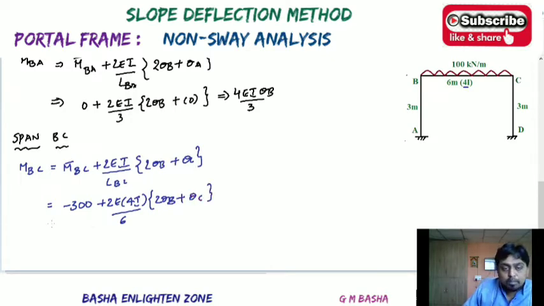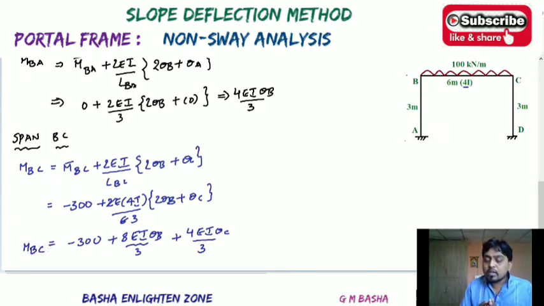Okay, so if you simplify, how much will you get here? Minus 300. So 2 one time will be cancelled and 3 times will be cancelled. That one will be plus 4 into 2, that is 8EI theta B by 3 plus 4EI theta C by 3. So this equation will be MBC.